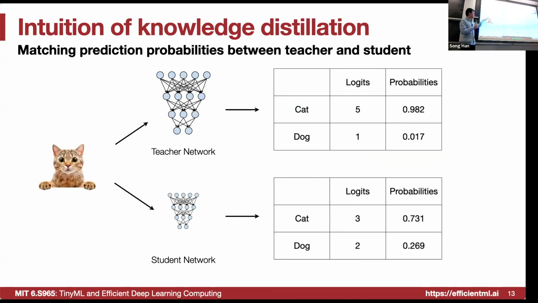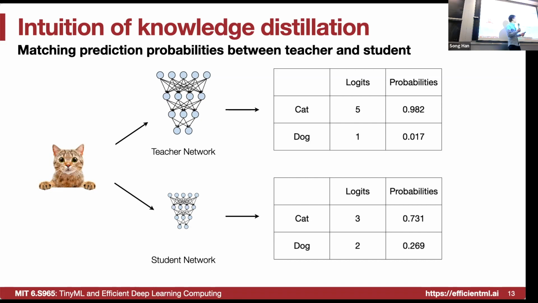For example, we are given an input image, a cat, and passing it through the teacher model and also the student model. The student network could be much smaller than the teacher model. And here we are doing a binary classification between cat and dog. So the logits from this teacher model are 5 for the cat, 1 for the dog. So of course we have higher probability that this is a cat, right?